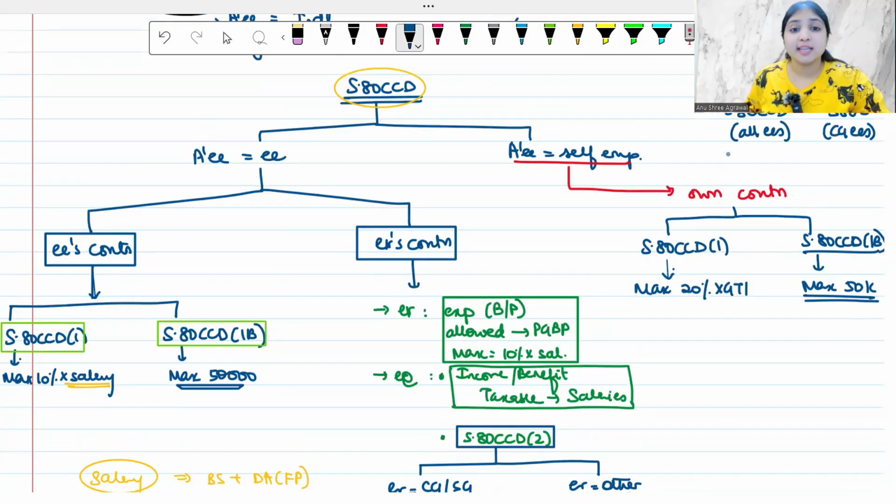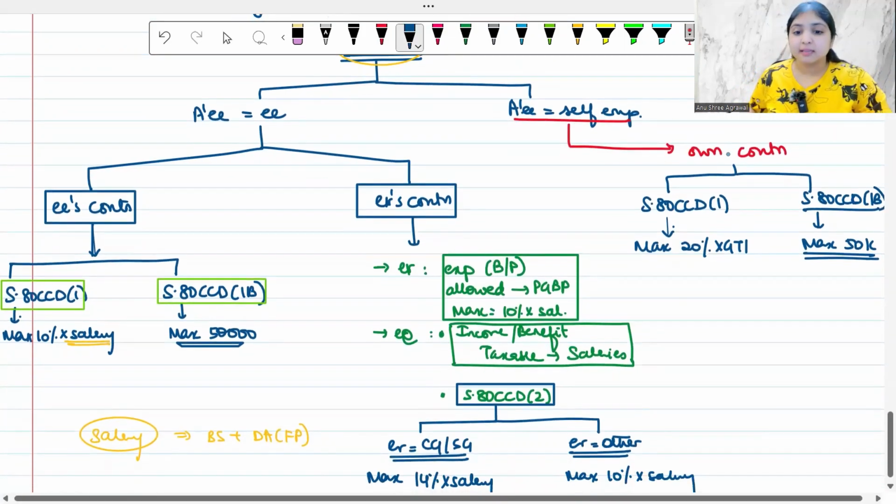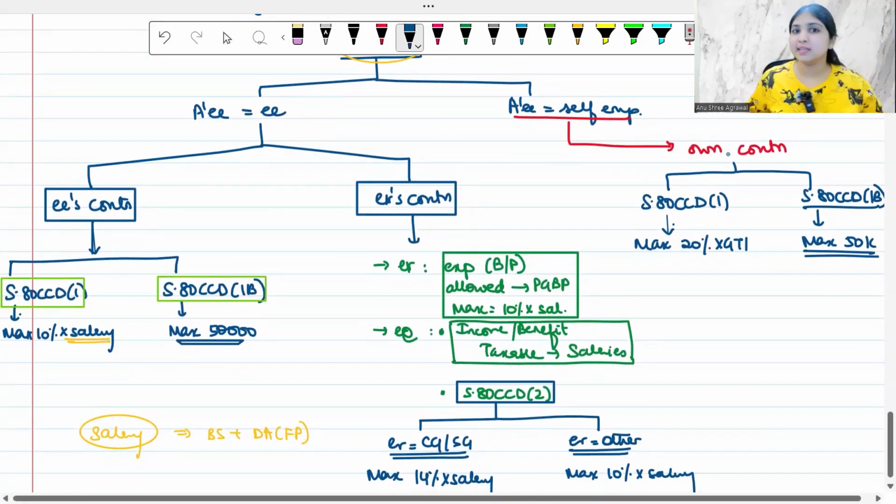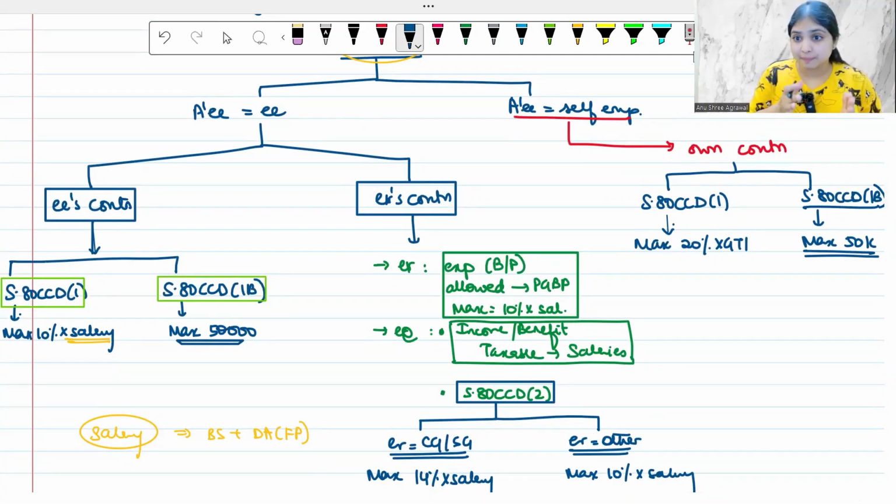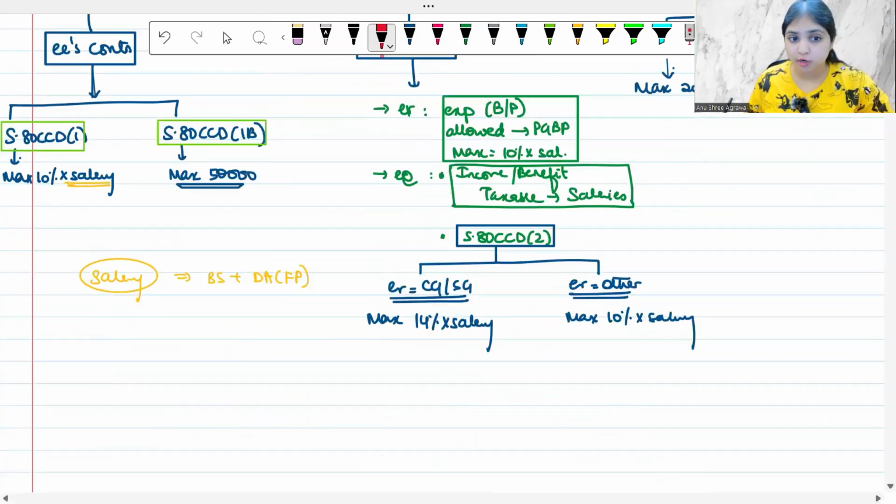This is your section 80CCD. The entire discussion on 80CCD is on your screen over here. So it all depends upon whether the assessee is an employee or a self-employed person. If the assessee happens to be an employee, then you will have employee's contribution and employer's contribution. If the assessee happens to be self-employed, you will have only the assessee's own contribution.